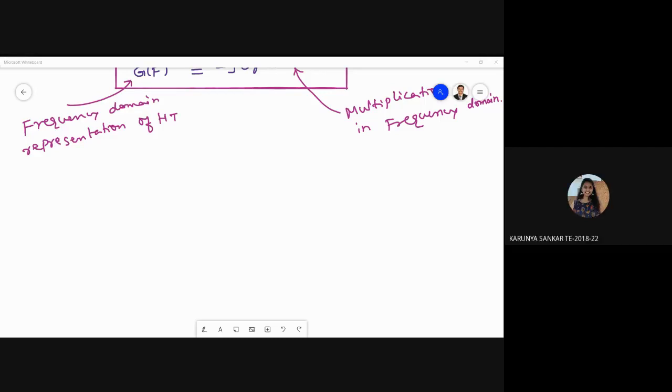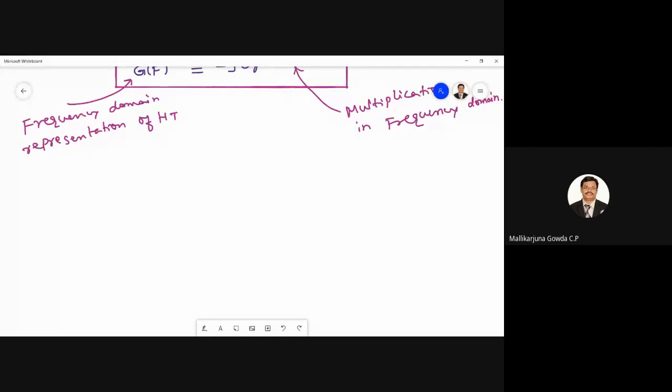Karunya? Yes, sir. May know what is the answer? Derivative property of the Fourier transform. Sir, j into capital X of f. Only j. Okay, no, so just you can have a note of it.